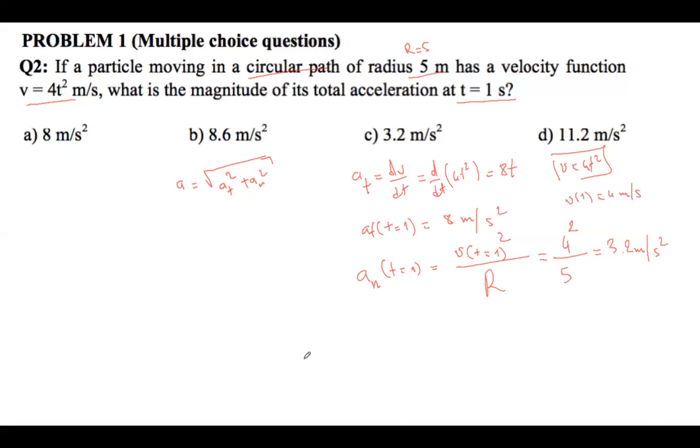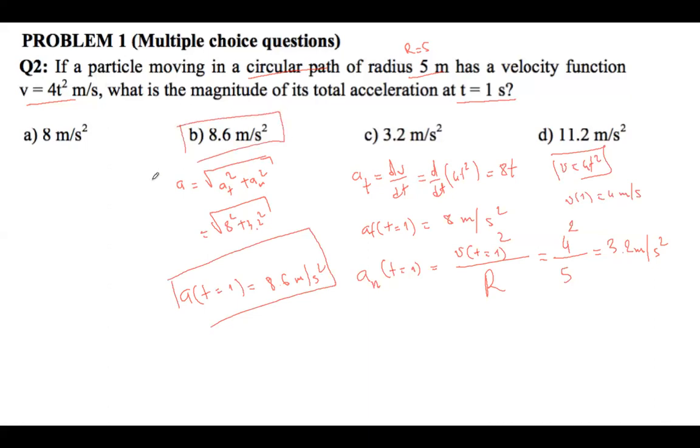Now the total acceleration, again, I just use this formula: square root of 8 squared plus 3.2 squared, and you take the square root. The acceleration at t equal 1 second is just 8.6 meters per second squared. So this is the right answer. Question 2, B is the right answer.